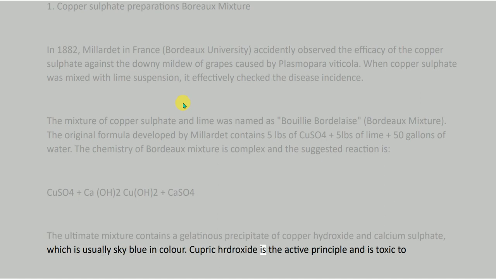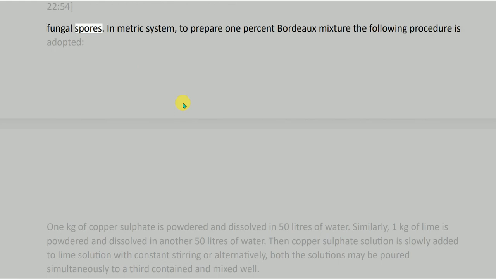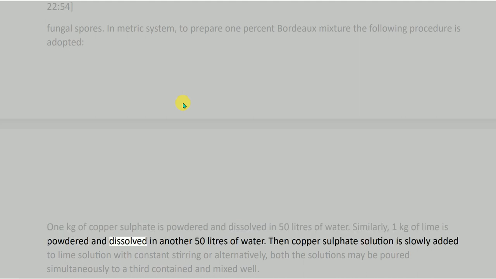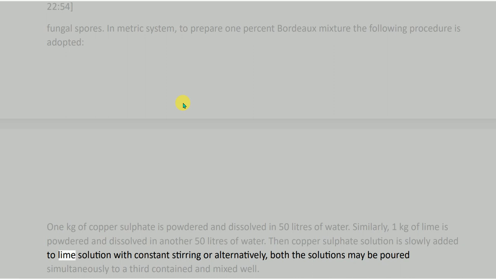fungal spores. In the metric system, to prepare 1% Bordeaux mixture, the following procedure is adopted. 1 kg of copper sulfate is powdered and dissolved in 50 liters of water. Similarly, 1 kilogram of lime is powdered and dissolved in another 50 liters of water. Then copper sulfate solution is slowly added to lime solution with constant stirring, or alternatively, both the solutions may be poured simultaneously into a third container and mixed well.